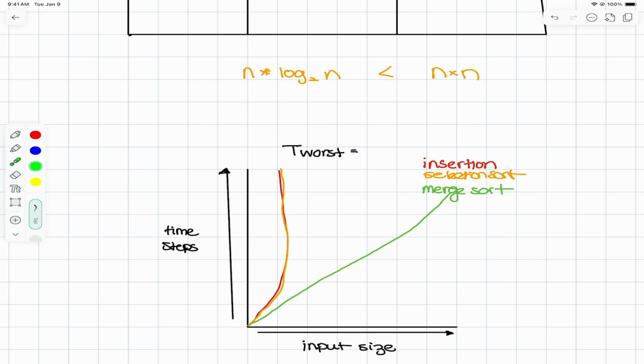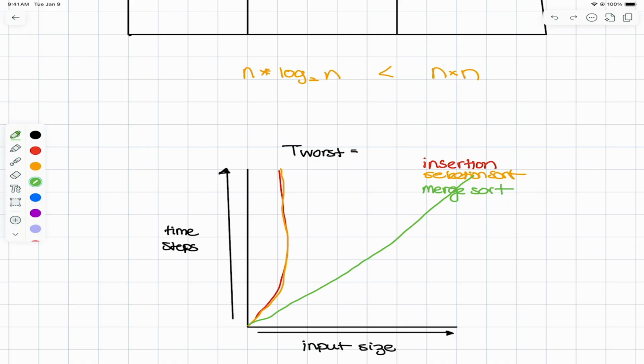Now what we see is our merge sort. My line is actually maybe a little bit too linear, but it's not an easy line to draw. I should have just found a picture of it. There we go. It's not like n, right? But it is still going to grow.